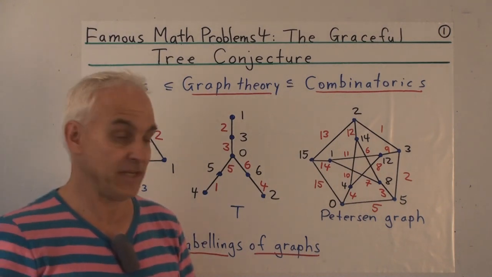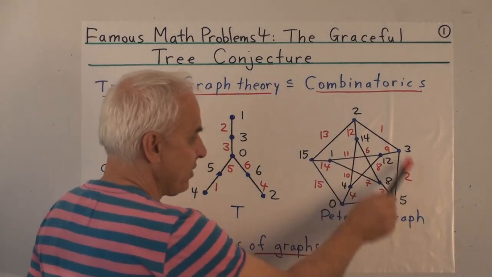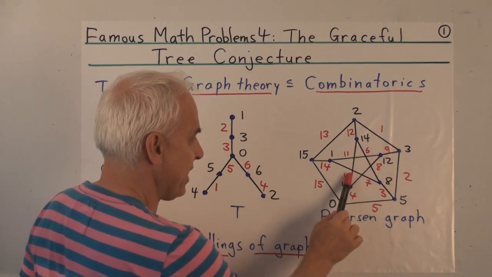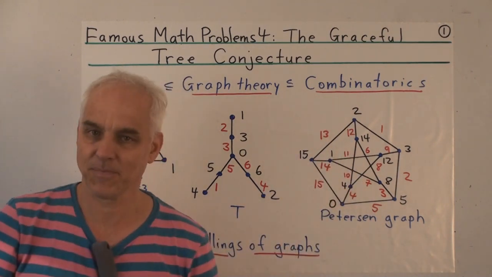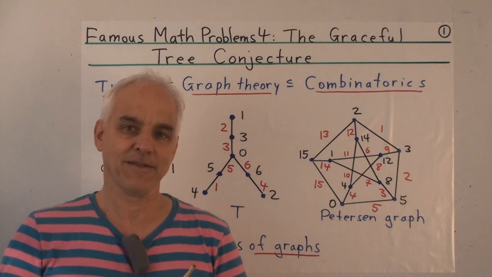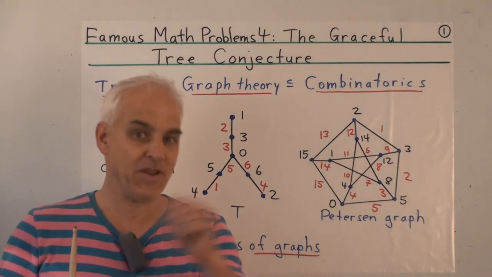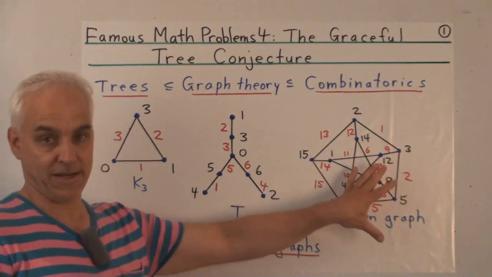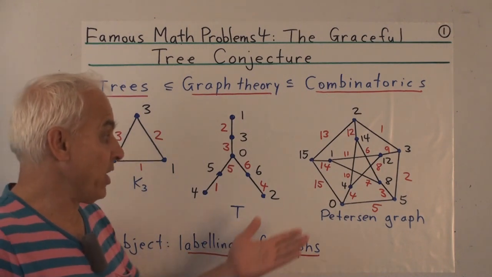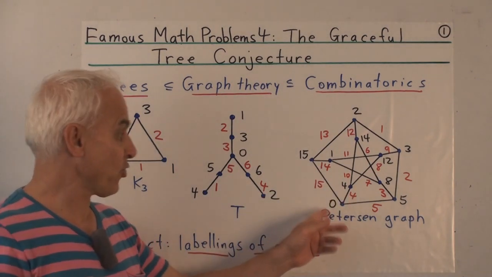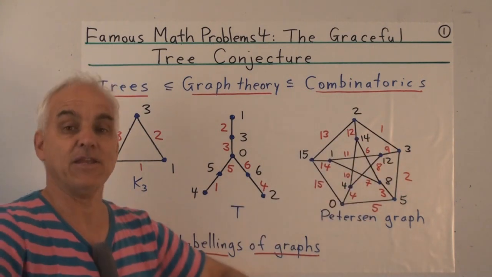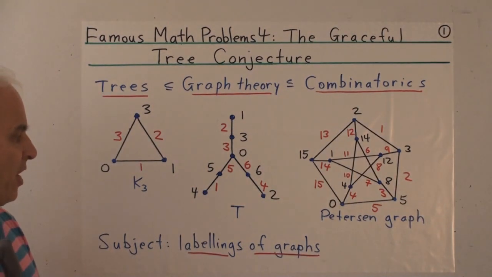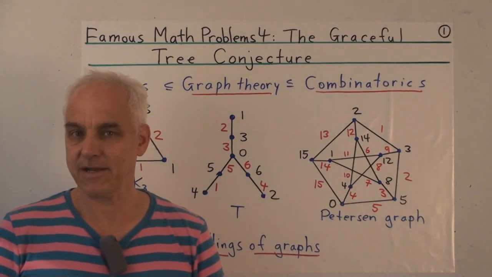Let's see if we have all 15 numbers from 1 to 15. 1, 2, 3, 4, 5, 6, 7, 8, 9, 10, 11, 12, 13, 14, and 15. So the edges all get different numbers. In fact, we get all the numbers from 1 to 15 on the edges. It seems a little bit surprising, and it's not at all obvious that we can create a labeling of the vertices that induces this graceful labeling of the edges. All right, so this is what we're concerned with here in this conjecture.